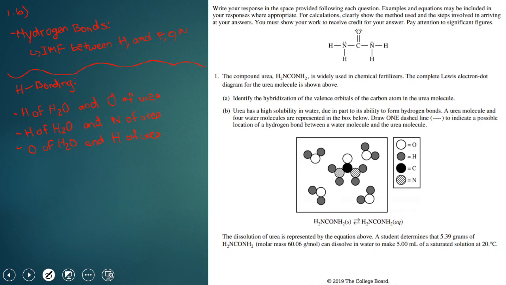So I'll just draw a quick diagram. So let's say that our nitrogens are green, our carbon is black, our hydrogens are, let's say they're blue. And our oxygen, we can make it white. And then drawing the other water molecule.